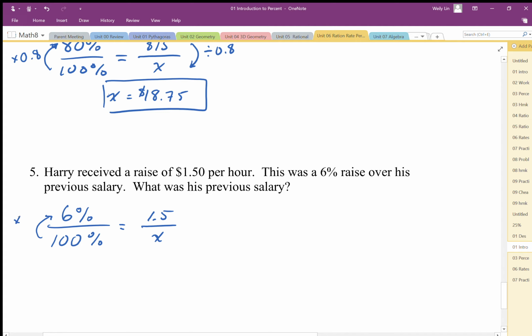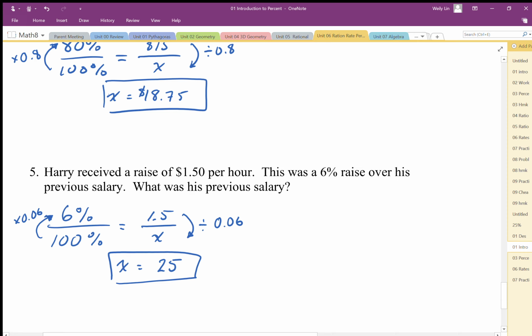My decimal multiplier is my decimal percentage. Notice again the directionality. This is multiplying this way, so I must do the opposite. Divide in the opposite direction. So I have 1.5 divided by 0.06. And that gives me $25 as my original amount. So that is my original or previous salary.